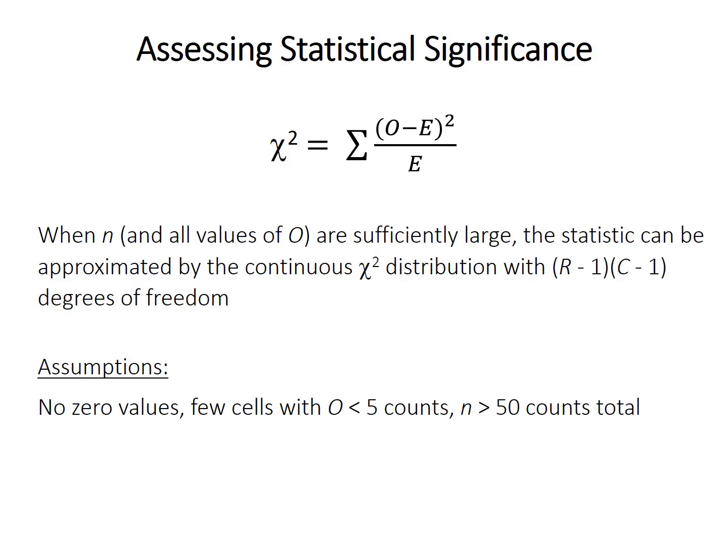So in this case, sufficiently large, this is sort of the key assumption of the test, is generally taken to mean that you have at least 50 counts in total. So if you add up all the counts, there's at least 50 individual things that you counted, and no or very few of the observations have counts smaller than 5.